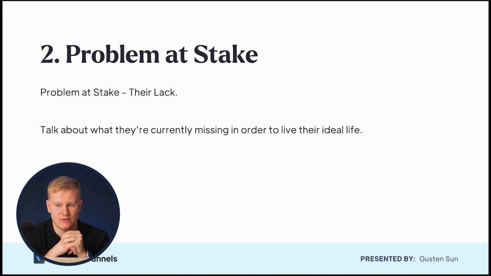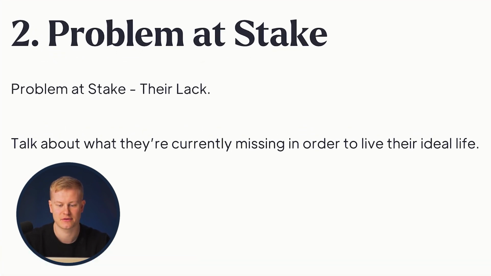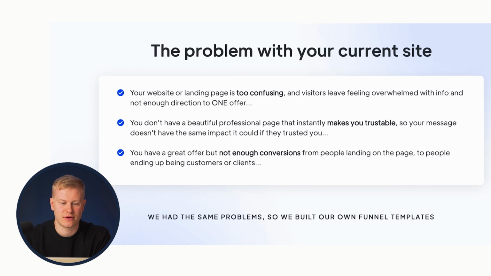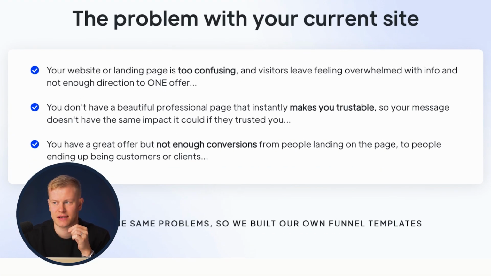Problem at stake is what they're lacking, right? They want this thing they want, they're lacking this thing. And so talk about what they're currently missing in order to live that ideal life. And number 3 is expanding on that, which is the pain points because of the problem. But the problem could be something like, here's probably what is missing right now in your life. Your website, your landing page isn't converting. It's like the surface level thing that people are like, oh, I don't have enough revenue coming in, or I want to lose weight, or I want to have better relationships.